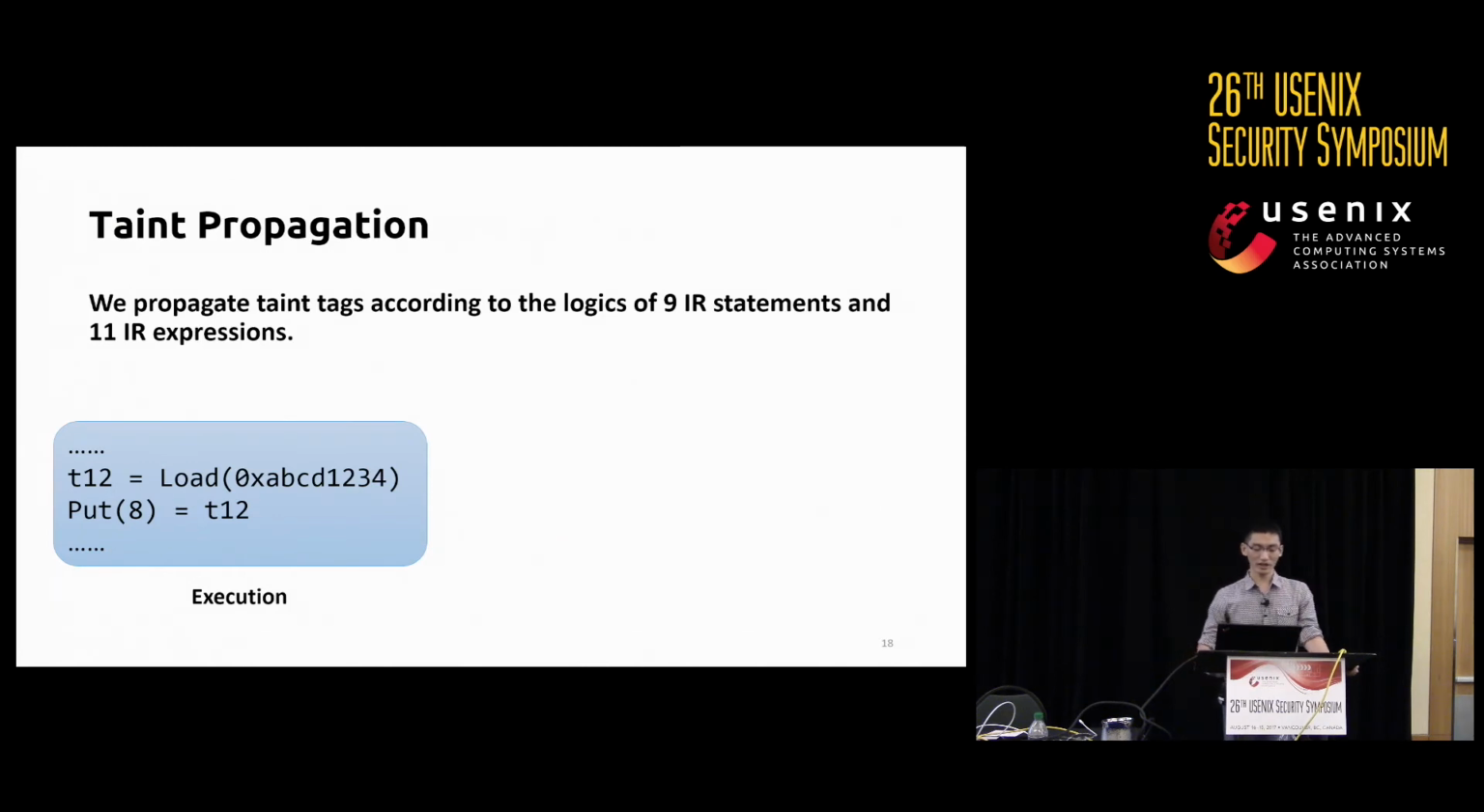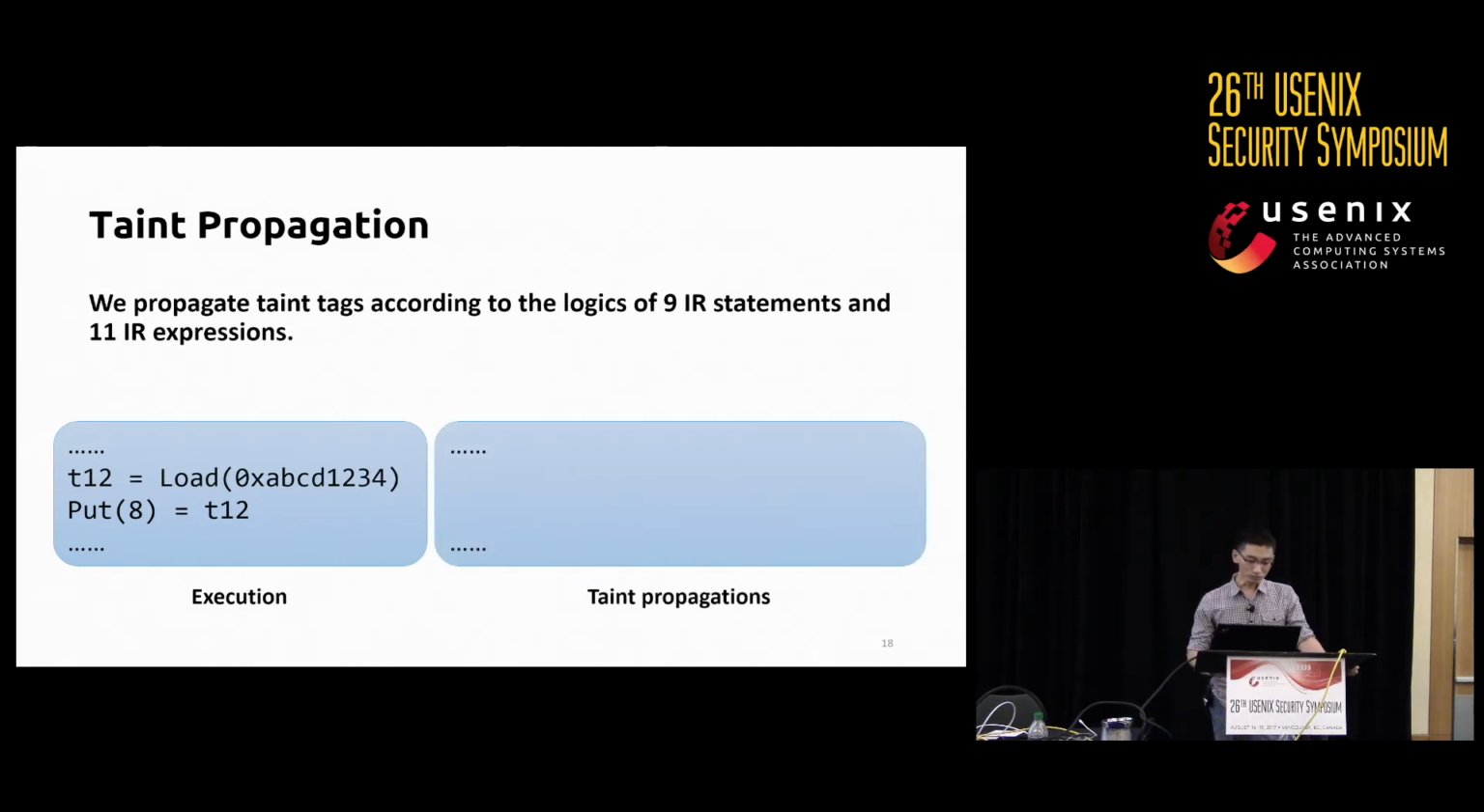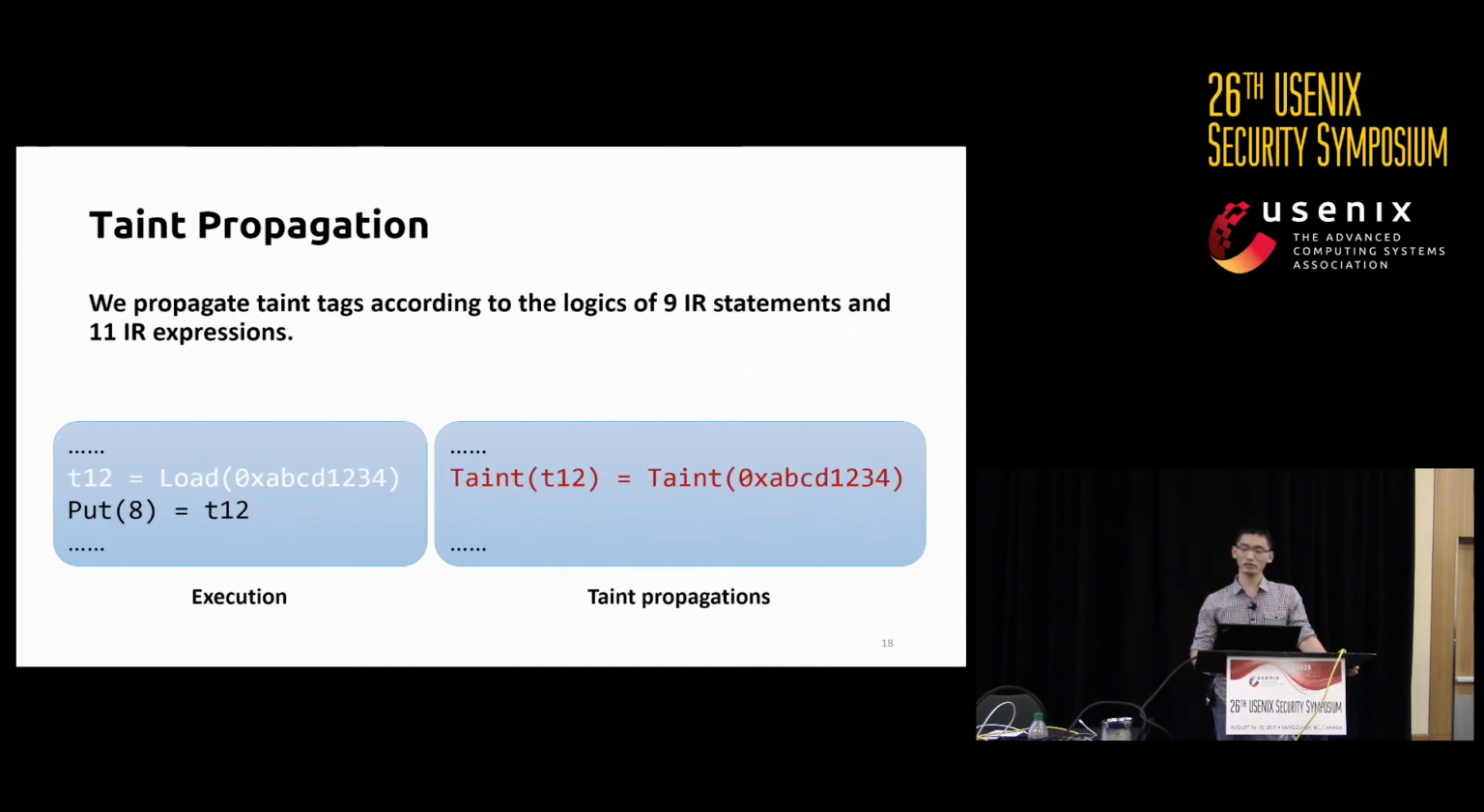So when the first IR statement is executed, Malton gets the taint tags of the memory ABCD1234 and then propagates the taint tag to the temporary T12. When the second IR statement is executed, Malton gets the taint tag of the temporary T12 and then propagates the taint tag to the offset 8 in thread state. Malton employs the shadow memory, shadow temporaries, and the shadow thread state to maintain the taint information of the memory, temporaries, and thread state respectively.